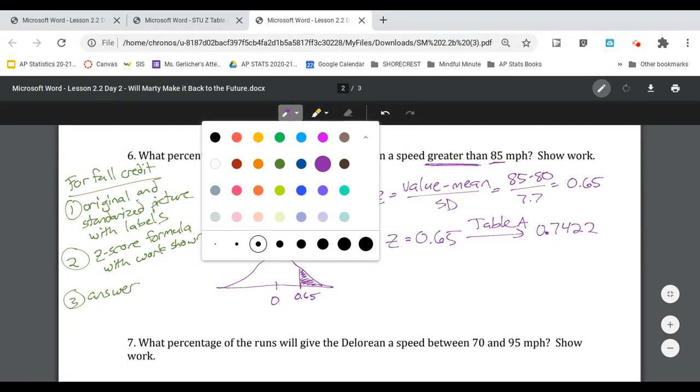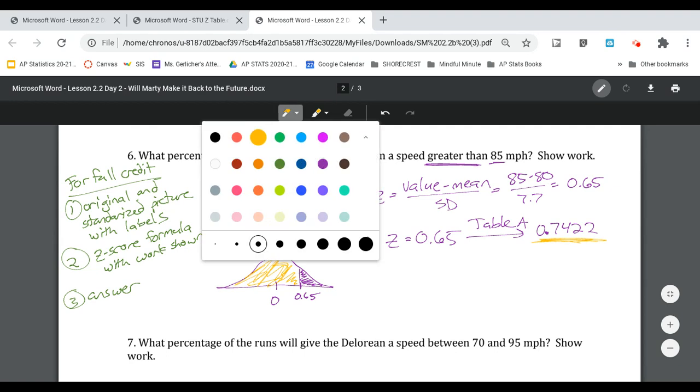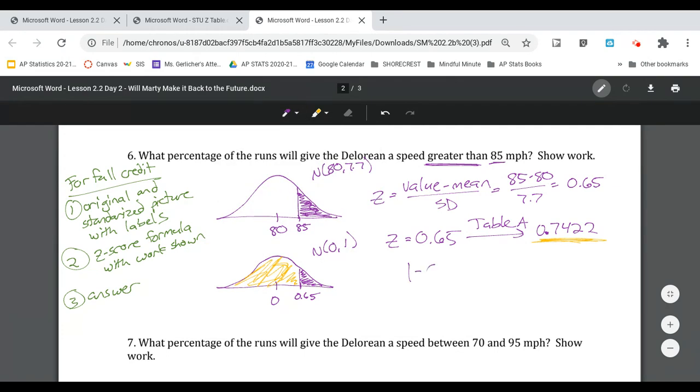Now, a thing to keep in mind, what it just gave us is this. So the table is just set up to always give you the percent below a certain amount. And in this case, we want greater than 85 miles an hour. So because we wanted greater than, we need to go 1 minus, or 100% minus 74%, or 1 minus 0.7422, which gives us 0.2578, which is a perfectly fine answer, or you could give it as a percent, 25.78%. Either of those answers is fine.